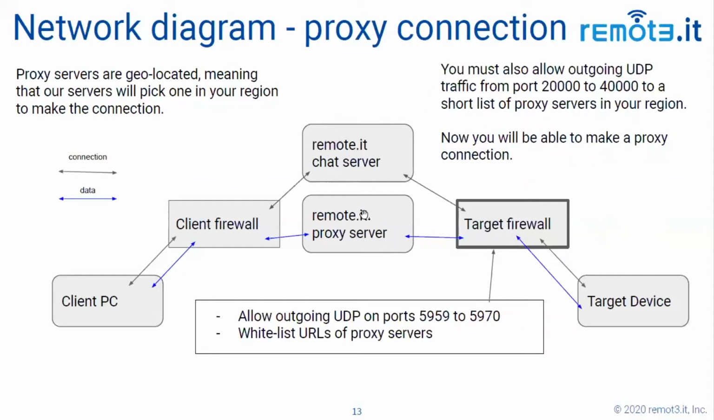And then in order for the proxy server to actually work, you need to allow outgoing UDP over here in the target firewall from port 20,000 to 40,000 to a short list of proxy servers in your region. And at that point, you'll be able to make a proxy connection. And so the settings that you need to make here will be to allow outgoing UDP on ports 59 to 5970. And then we have a whitelist of URLs of proxy servers for the full 20,000 to 40,000 range.